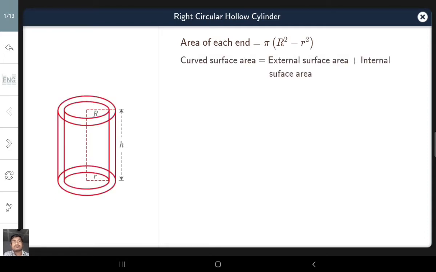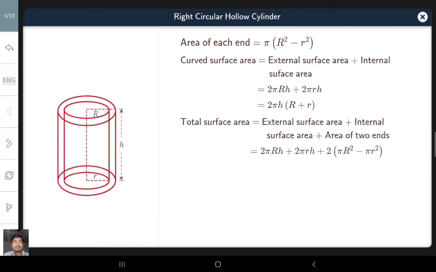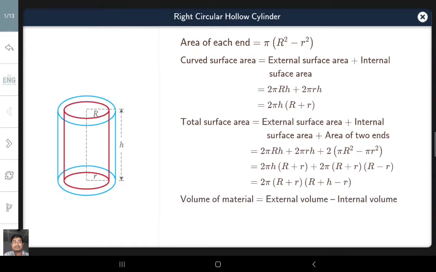The curved surface area is the sum of the external surface area and internal surface area. The total surface area is the sum of the external surface area, the internal surface area, and the areas of both ends. The volume or capacity of this hollow circular cylinder will be equal to the volume of the external cylinder, from which is subtracted the volume of the internal cylinder.